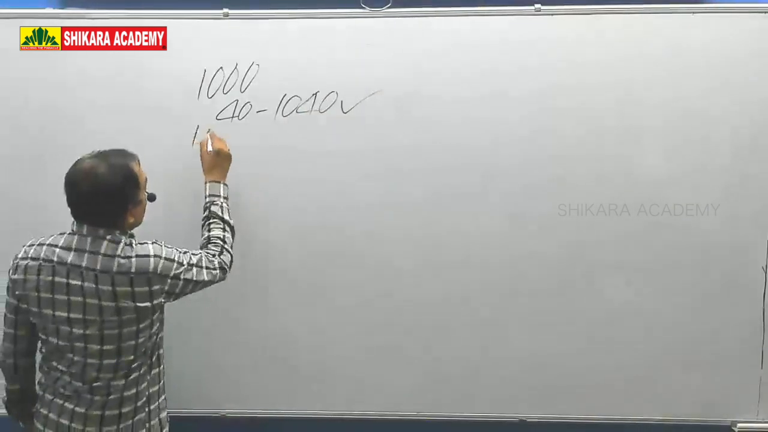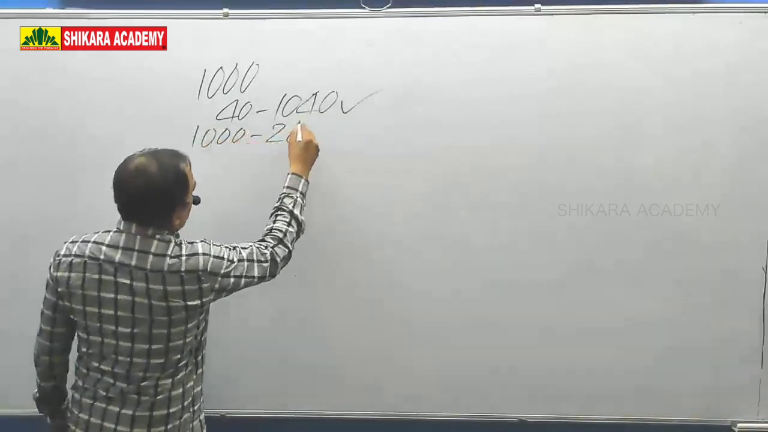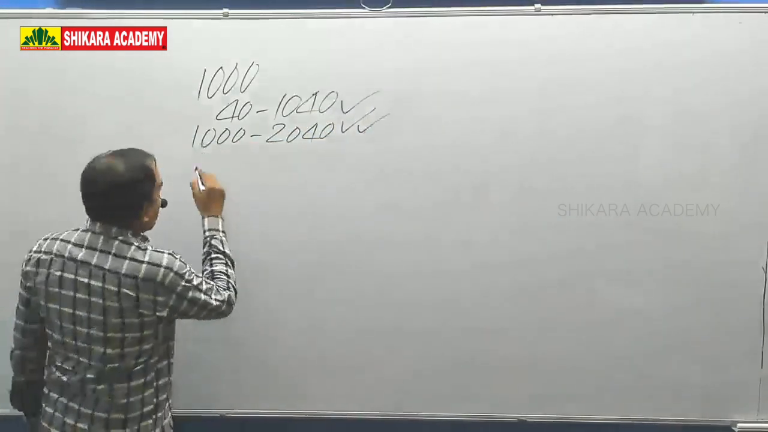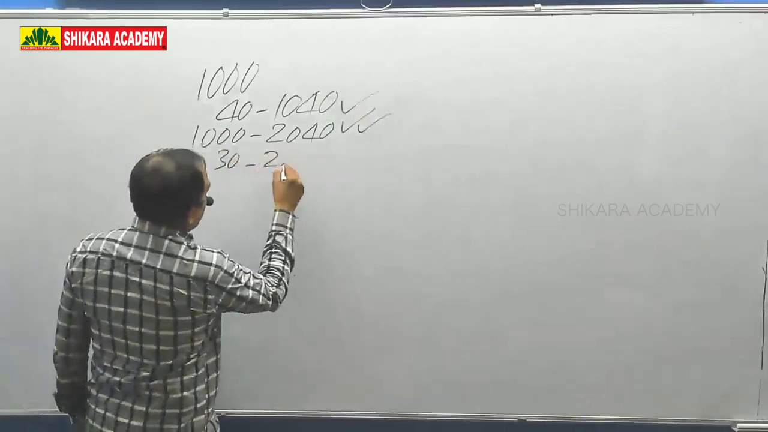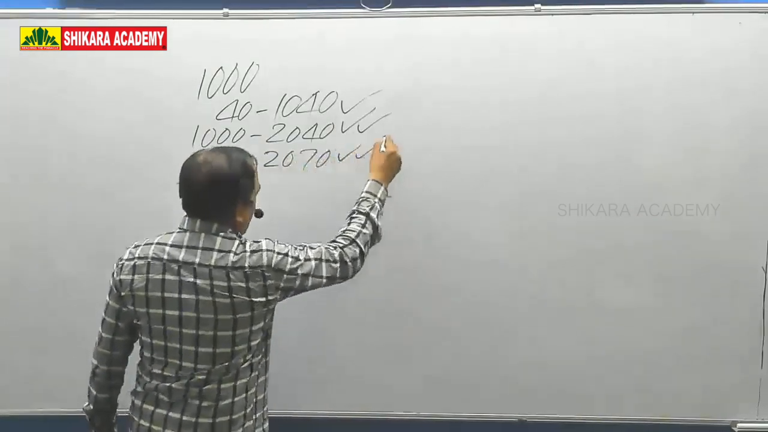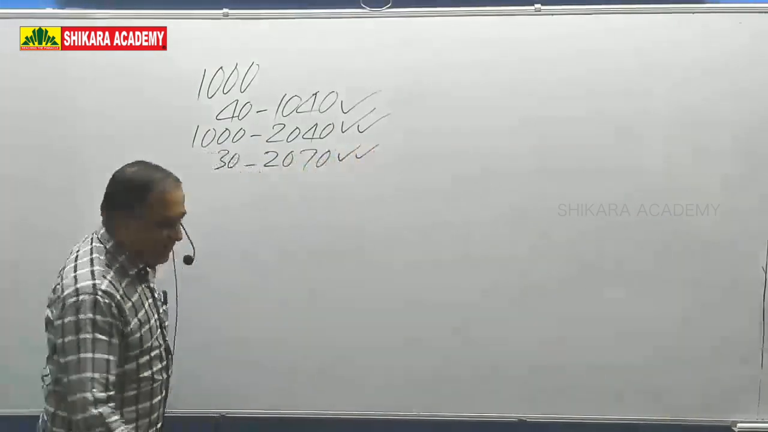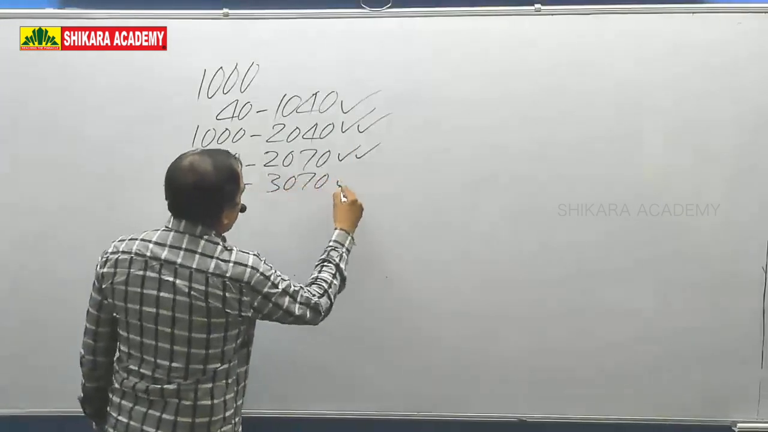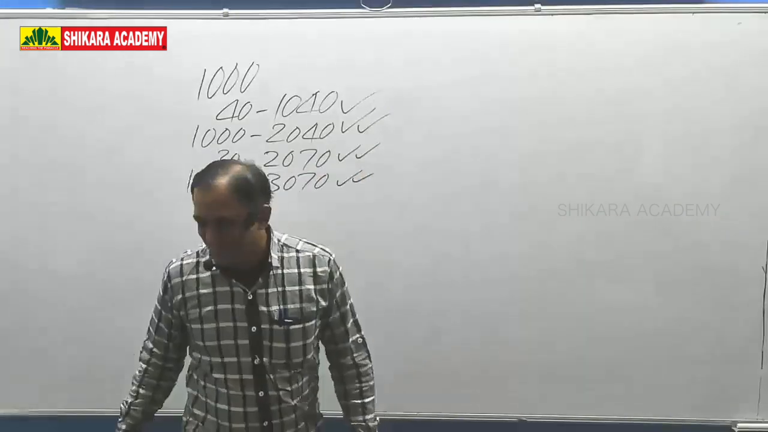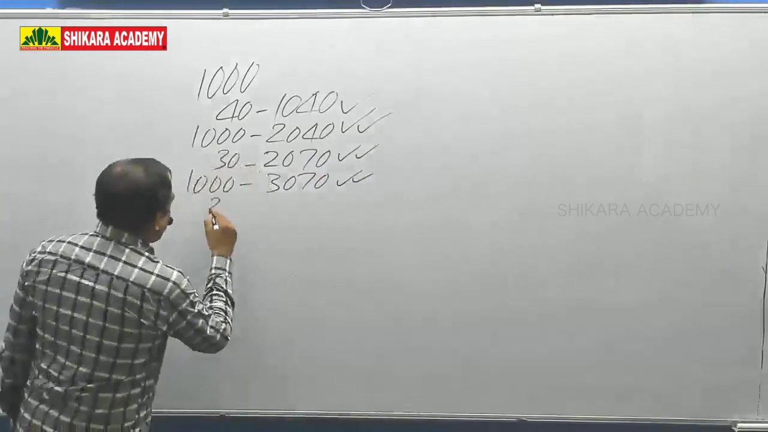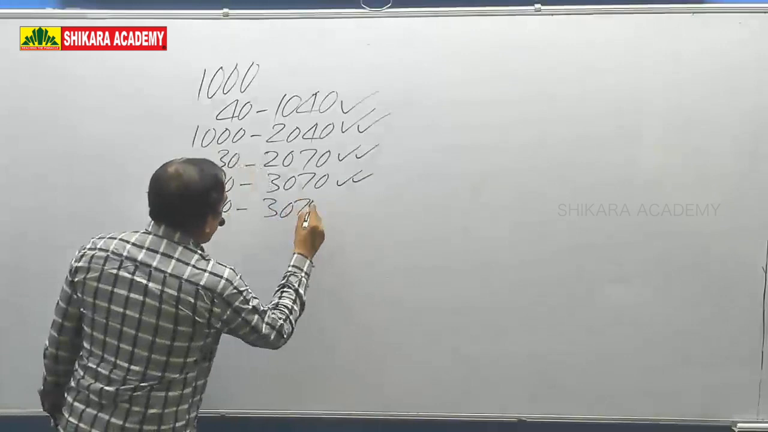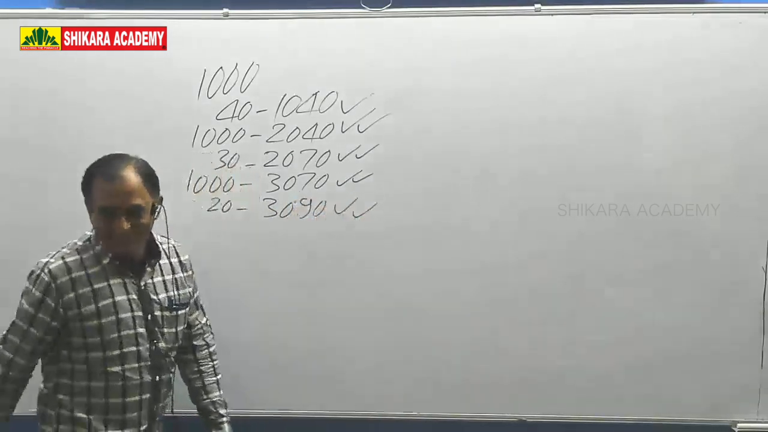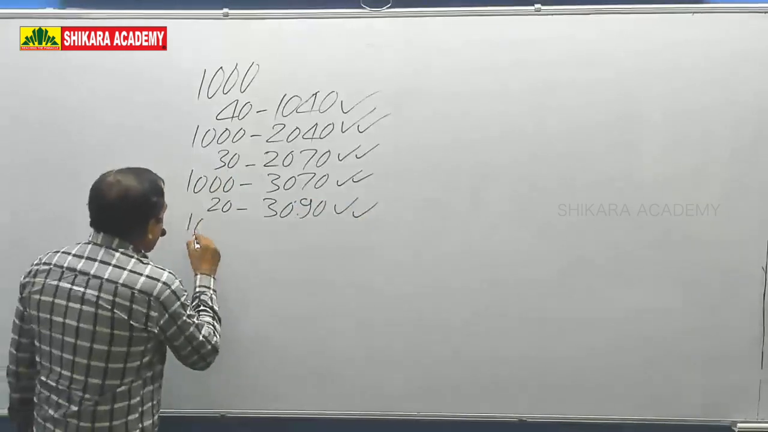Next number 1000. Your answer 1040. This is also the right answer. Very good. Next 30. Your answer 2070. Very good, that is the right answer. Next one 1000. 3070. Gorgeous. Your answer is right. Next one is 20. Your answer was 3090. Fabulous. Next, your next number is 1000.